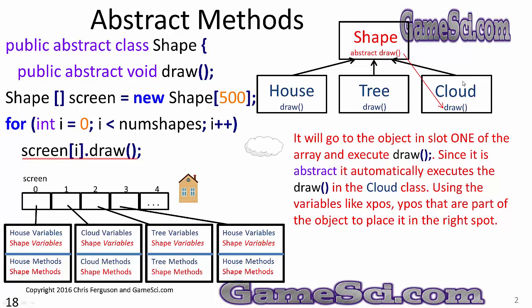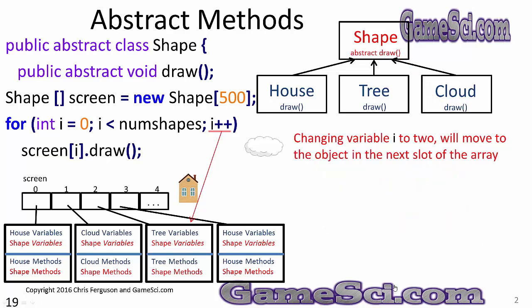Go to the object in slot 1 of the array and execute draw. Since it's abstract, it automatically executes the draw in the Cloud class. Using variables like x and y position, which are part of the object from Shape, and the fact that we want to display a cloud, we can draw a cloud at any position on the screen.